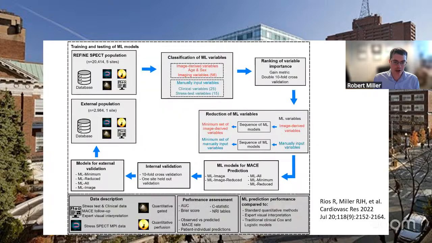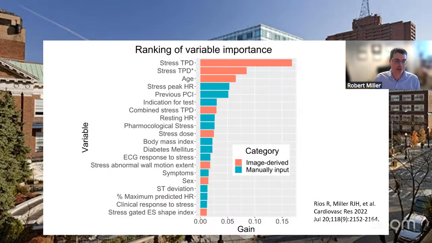First we started by asking what variables can you extract from the DICOM header? That's free information that could be fed into the machine learning model without any additional work. And then what do you actually have to extract? Some things you have to go to the stress test and ask, what's the stress peak heart rate? Do they have these comorbidities? So we labeled all of these as manually input features.